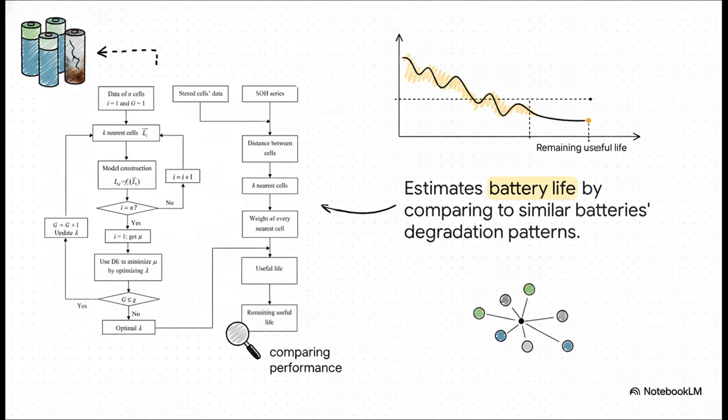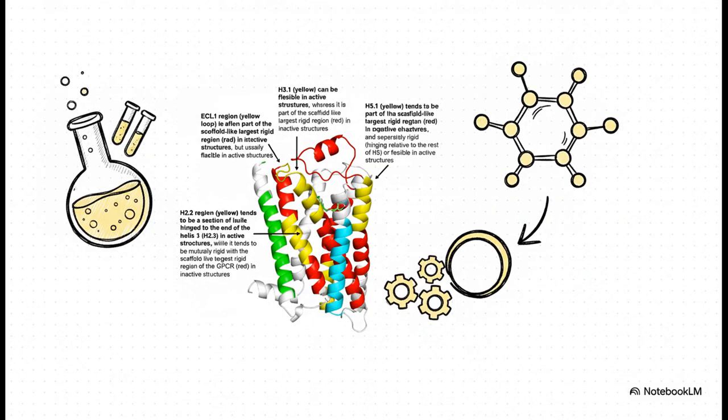Or how about this? The battery life indicator on your phone or laptop. To figure out how much time you have left, the system can use KNN to compare your battery's current voltage and temperature to a massive database of similar batteries. By looking at its neighbors in that database, it can make a really solid guess about how it's going to perform.